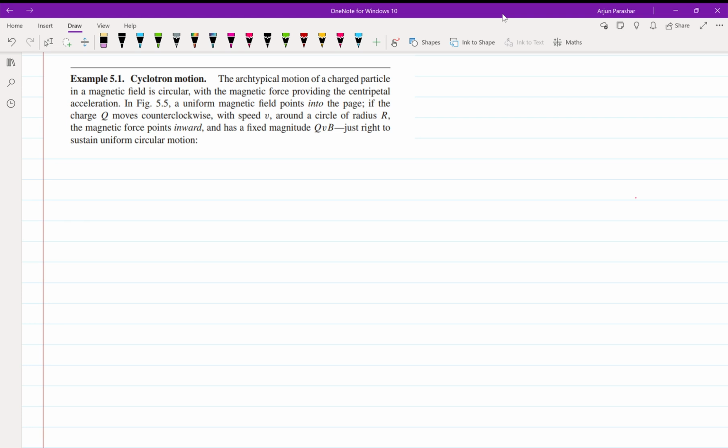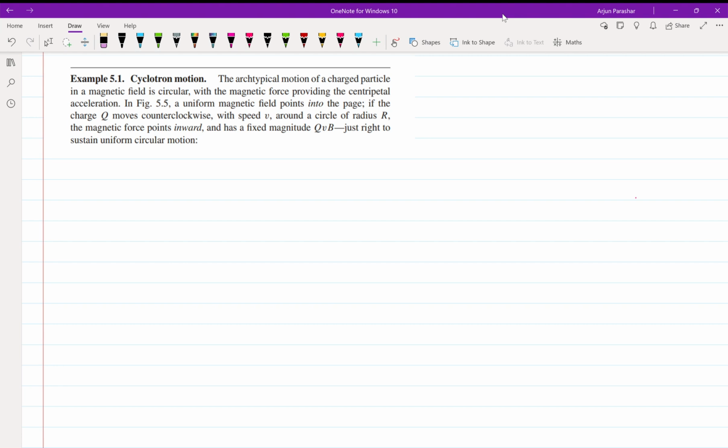Hello everyone, welcome back. Now let us start the new unit, that is chapter number 5, magnetostatics. In this unit we are going to study magnetic fields, and how a test charge, when placed in a magnetic field, reacts, and what its different parts are.